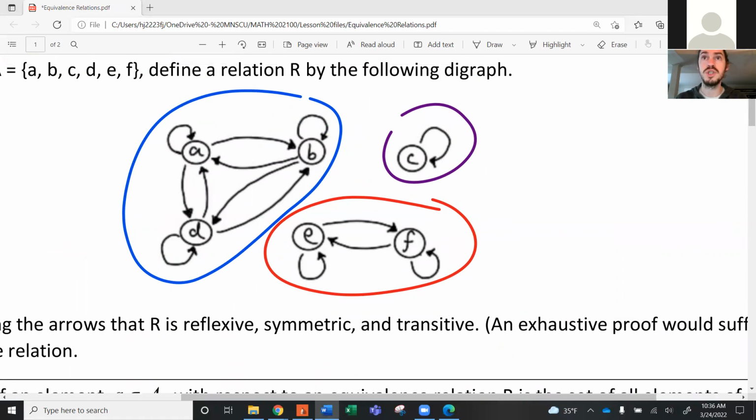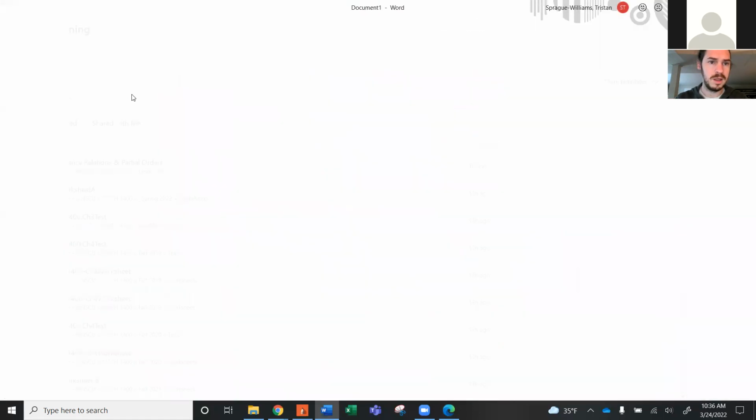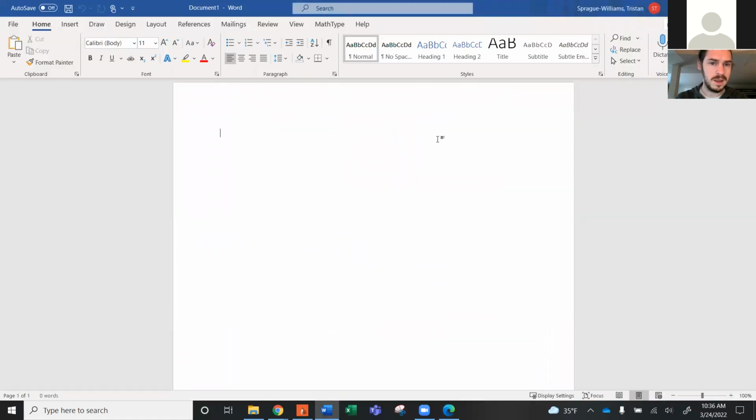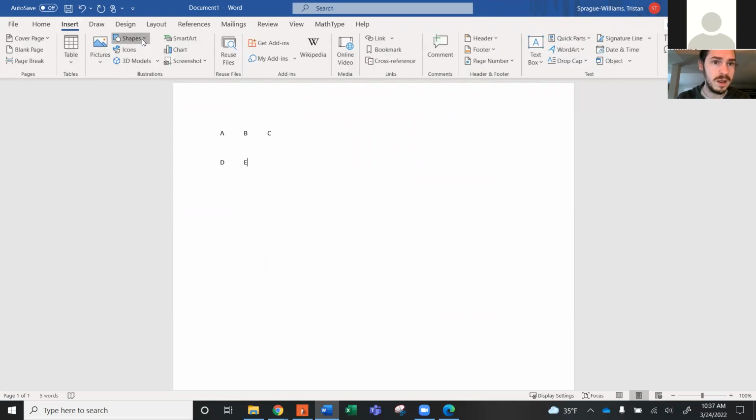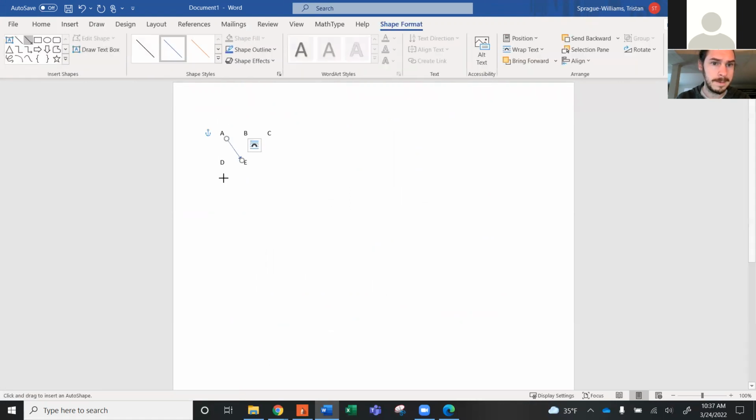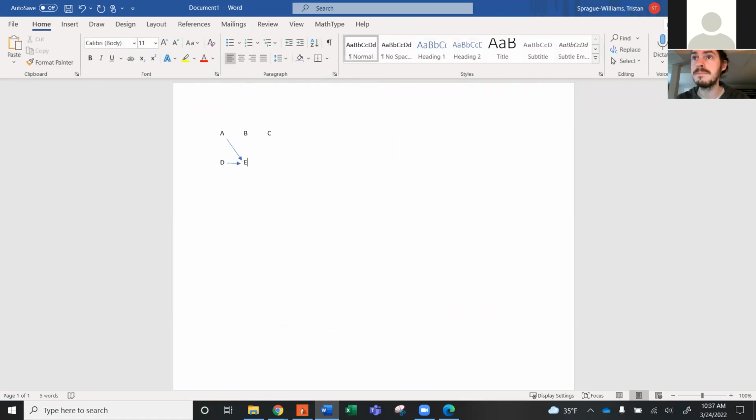I'll show you real quick how you can draw digraphs in Microsoft Word. You can do stuff like A, B, C, D, E, or something. And then, if you have a touchscreen, you can draw. But if you're just using a mouse, you can go into shapes and grab arrows and then do stuff like that, and that, and so on. So that's one way to do it.